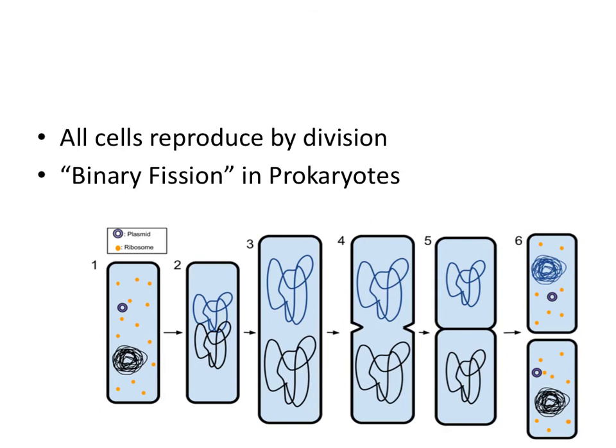Just a reminder that all cells reproduce using mitosis. We actually call it binary fission in prokaryotes, but it's the same concept, right? I copied the DNA, I'm going to pull them apart. True mitosis in eukaryotes is descended from binary fission in prokaryotes.